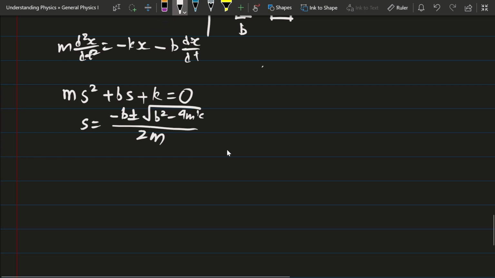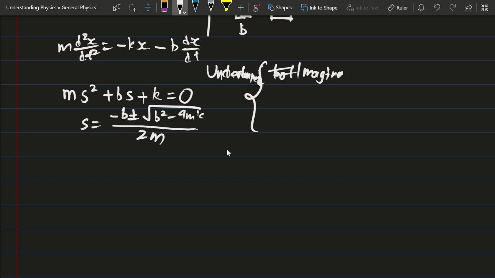There are three different solutions. The first one is for an underdamped system, and one of the conditions is if the solutions are imaginary. The solution for this will be e to the power of negative b over 2m times t, which is the first part here, and then a cosine of omega t plus phi, multiplied by a.